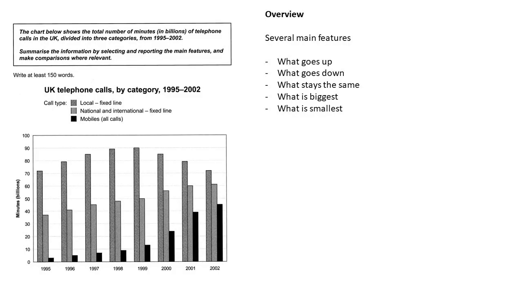Let's go to what I've said in my full introduction. I said the chart illustrates the amount of time people spent on local, national and international fixed line and mobile calls in billions of minutes in the UK between 1995 and 2002. By the way, it's normal to put the time at the end. That's standard. I think everything else is pretty straightforward.